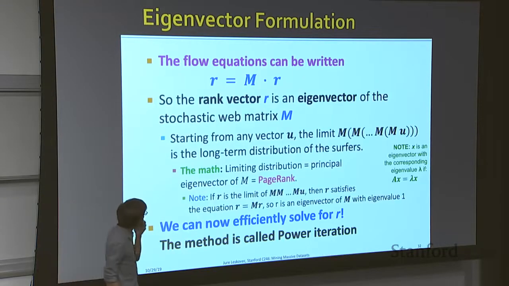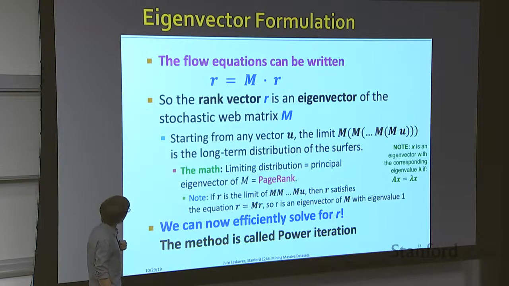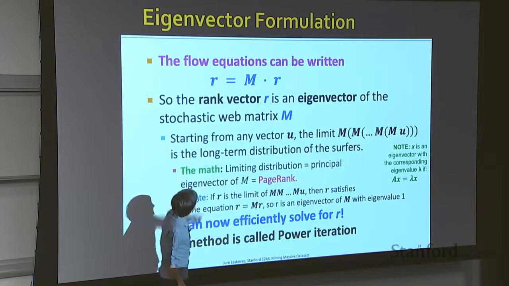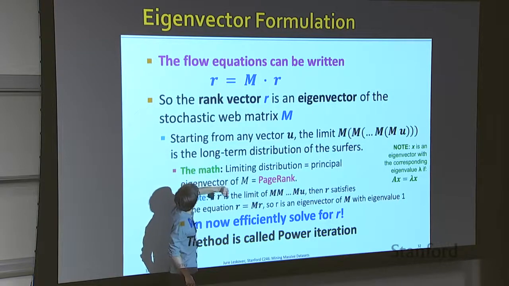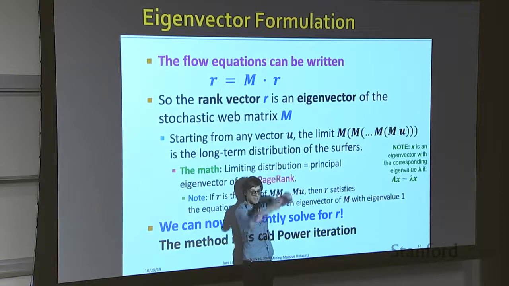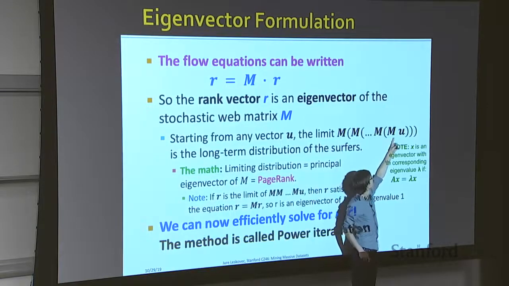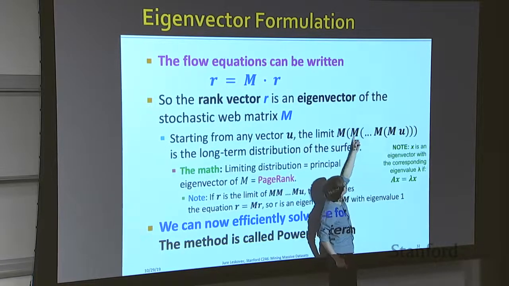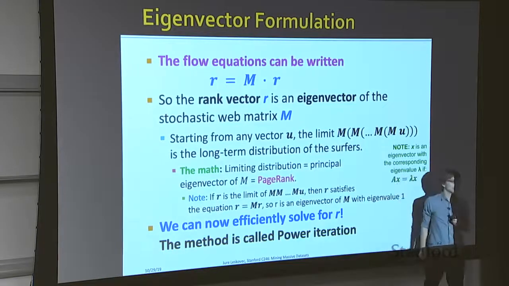Okay, great. So what did we learn so far? We said that the flow equations can be rewritten as r equals M times r. This means that the rank vector is the eigenvector of this stochastic web matrix M. Given the random walk explanation, we can start with any vector u, any distribution where the random walker starts the walk. But if we iterate this long enough, we take u multiplied by M, we get a new u, multiplied by M again, and again. If we keep multiplying this long enough, we will converge to a given stationary vector.